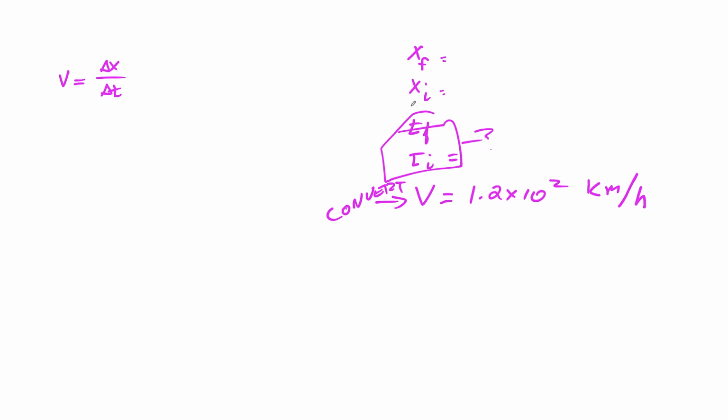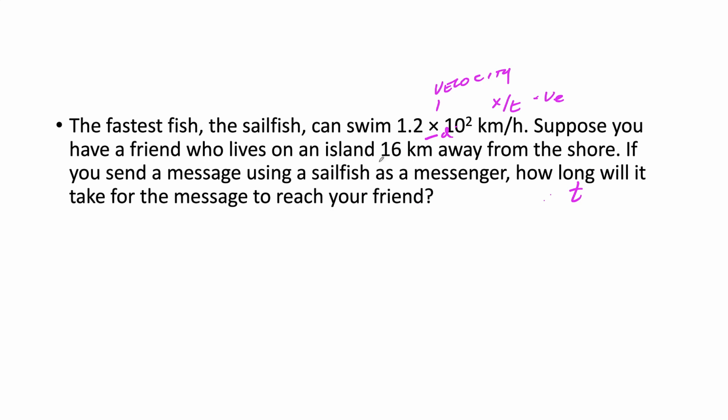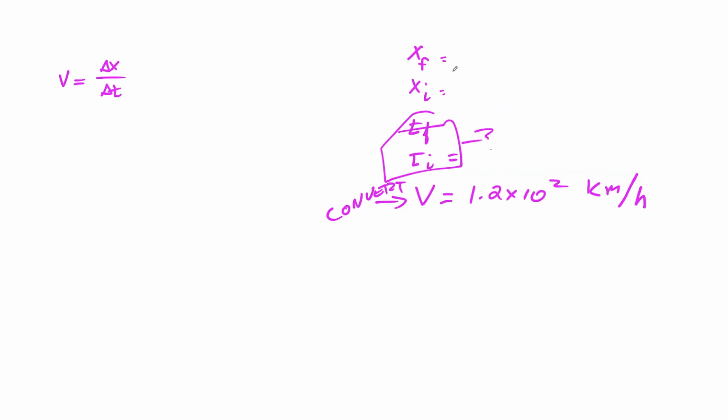Do we have distance? Going back up here, a friend lives 16 kilometers away from me. I'm on the shore. The shore is going to be x equal to 0, and the island is 16 kilometers away. So this is 0, this is 16 kilometers. We need to convert this as well.